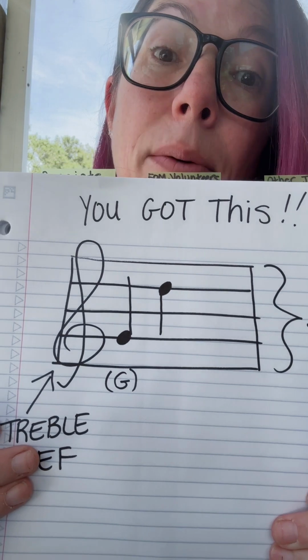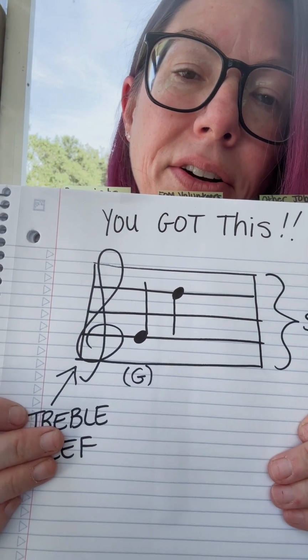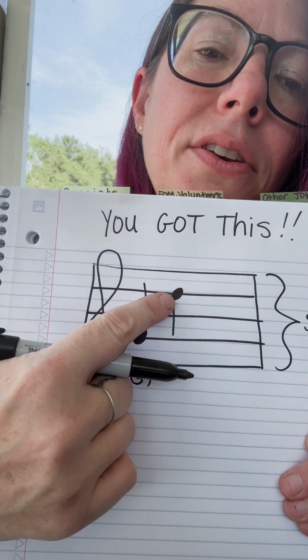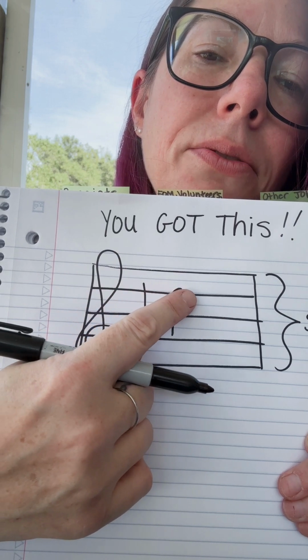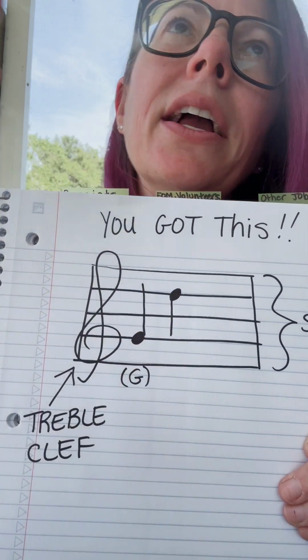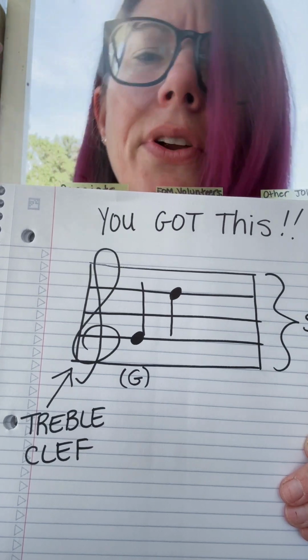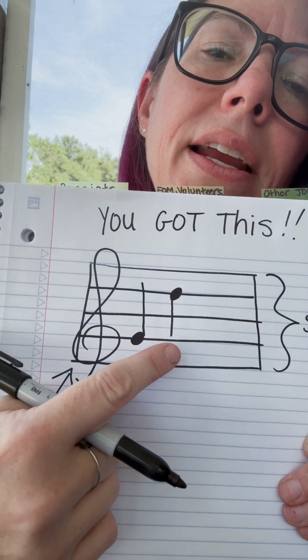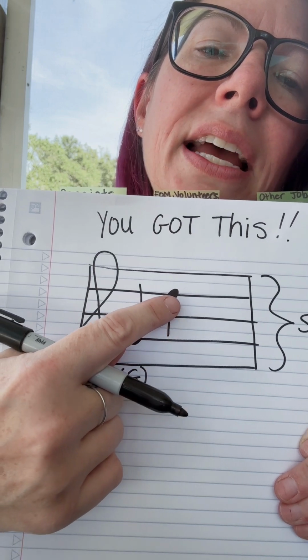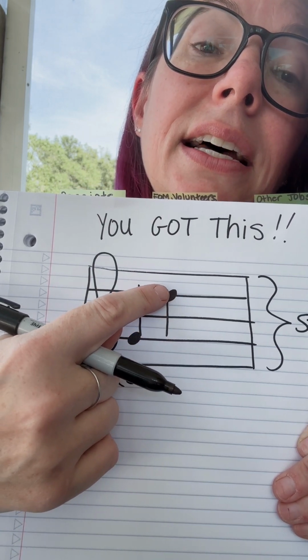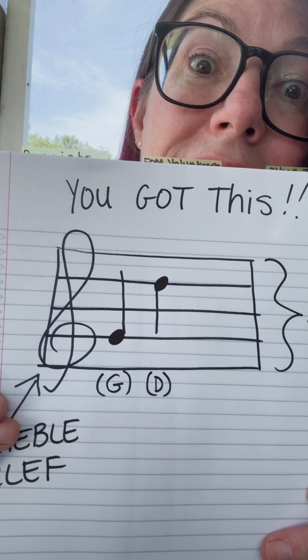All right, let's try another one. Let's try this one. Step 1, is it a line or a space? When I look at the head of the note, there's a line running through it, so I know that's a line. Now I gotta remember my line phrase is every good boy does fine. Every good boy does. Does starts with a D. So I know that is the music note D.